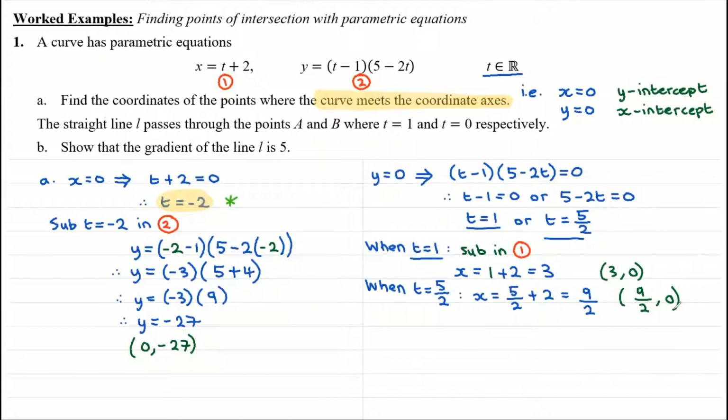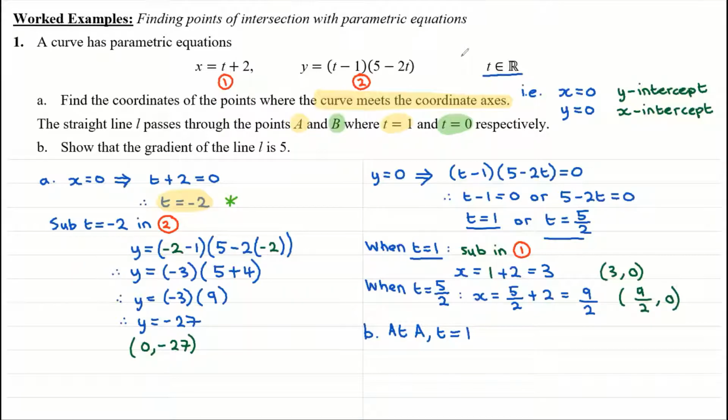We're told that the straight line L passes through the points A and B where t equals 1 and t equals 0 respectively. Okay, and then we have to show that the gradient of the line L is 5. All right, so for part B, when at A, we know that t is equal to 1 because we've got that respectively, it means in the same order. So that means if you weren't sure about that, A corresponds to t equals 1 and B corresponds to t equals 0. All right, just so you're aware of that.